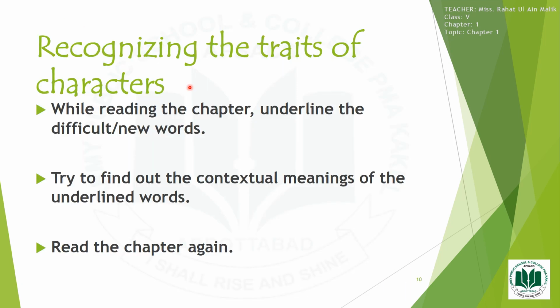After you have read the chapter, how would you recognize the traits or characteristics of characters? First, while reading the chapter, underline the difficult or new words. Any word that you find difficult or new to you, just underline it. Try to find out the contextual meanings of the underlined words. Now, what is contextual meaning? You don't have to look the word up in the dictionary. Rather, make out the meaning within the paragraph, or within the context or background of the paragraph, and just make out any meaning that you find appropriate.